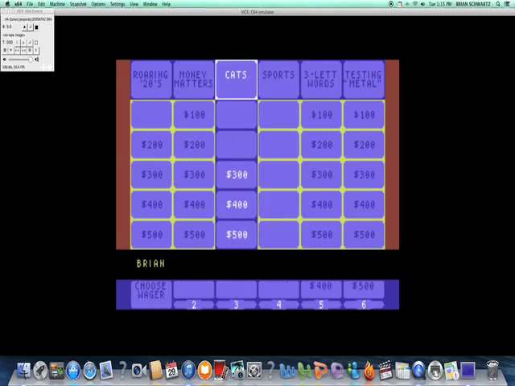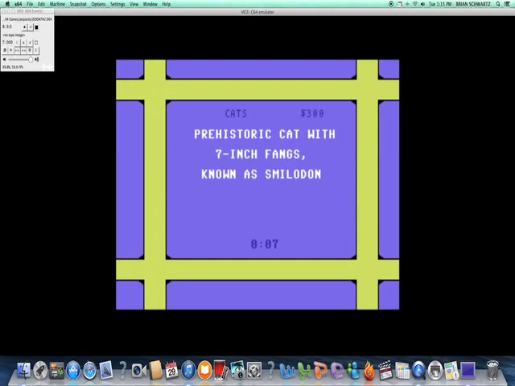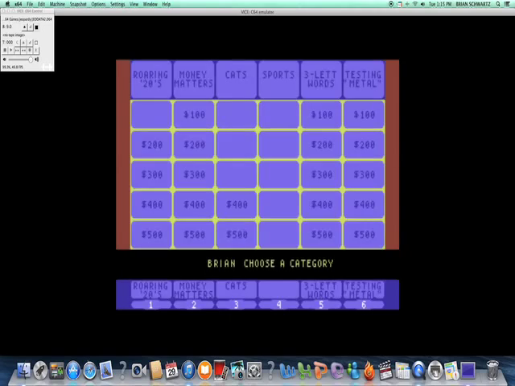Let's go cats for 300. Prehistoric cat with 7-inch fangs known as a smilodon? I know I'm saying that wrong. Oh my god. Power Rangers fan did not know the saber-toothed tiger. I'm so embarrassed.